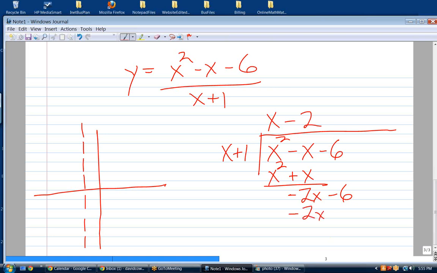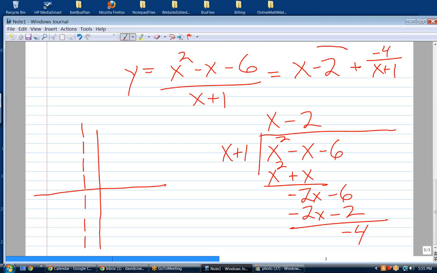Continue until we get a remainder. What's this? It'd be negative 4. So now we're ready to say what this is. This is x minus 2 plus a negative 4 divided by x plus 1. You see how we get all that?